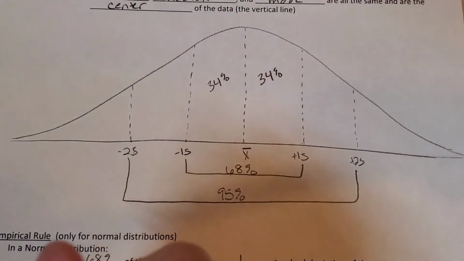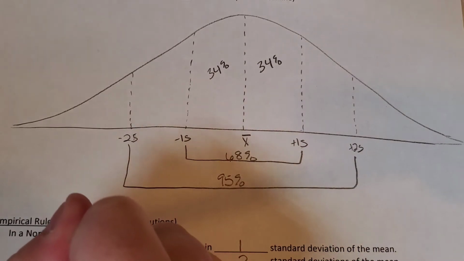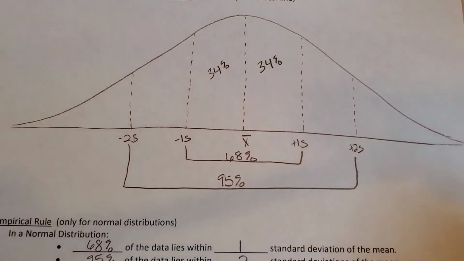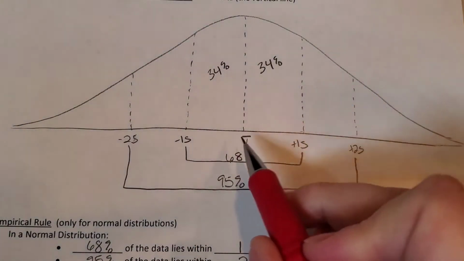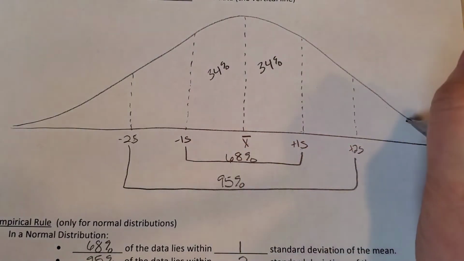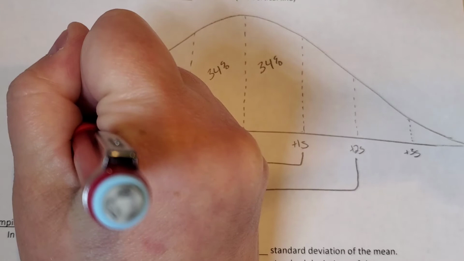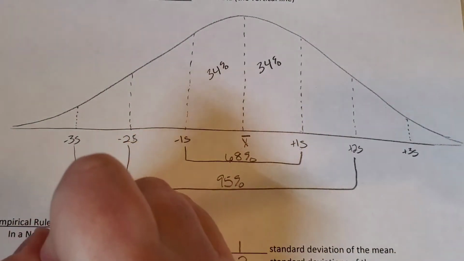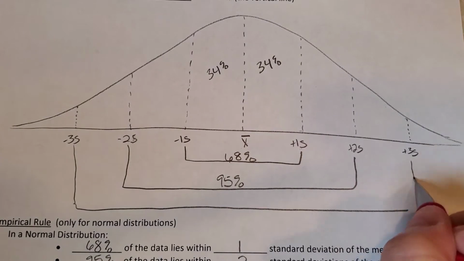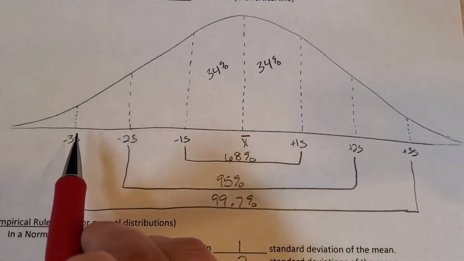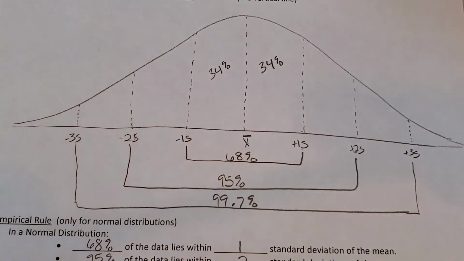And then lastly, 99.7% of the data lies within three standard deviations of the mean. So here's my mean. I added 1, 2, 3 standard deviations. And then again, from the mean, I subtracted 1, 2, 3 standard deviations. And so we get almost all of our data. 99.7% of our data falls between this value and this value, 3 standard deviations above or below the mean.